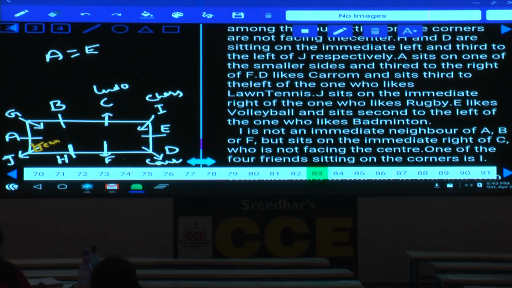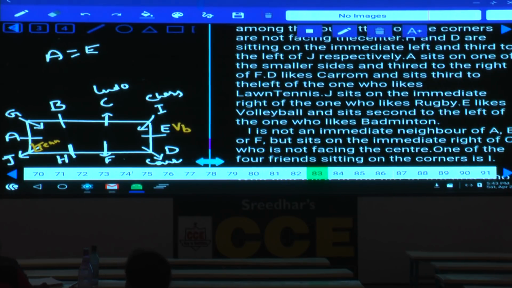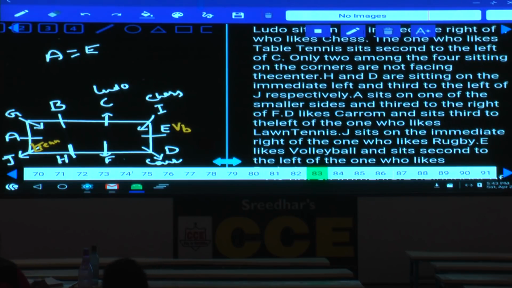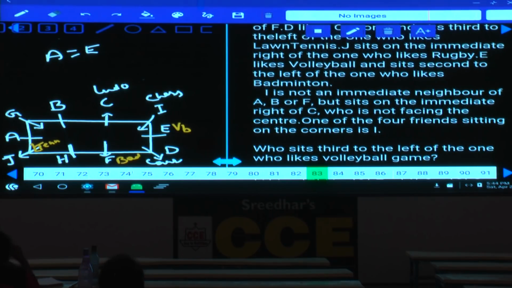And what about this E? E likes volleyball, and sits second to the left of the one who likes badminton. Now this E is seated second to the left of the one who likes badminton, and so who must like badminton? This F likes badminton, isn't it? If F likes badminton and E sits second to the left of the one who likes badminton, I is not an immediate neighbor of A, B or F, but sits on the immediate right of C, and C is not facing the center, C is away from the center. And next one, of the four friends at the corner, two are facing towards the center, isn't it?